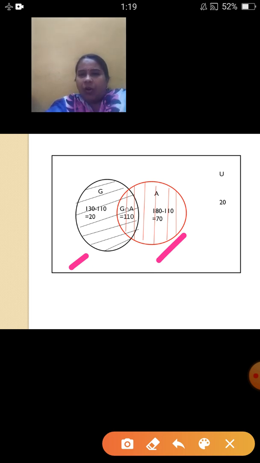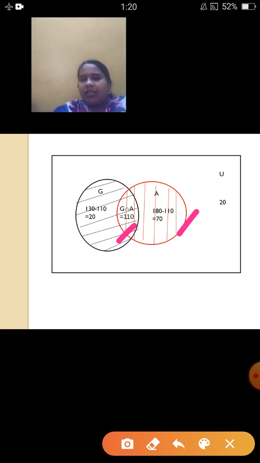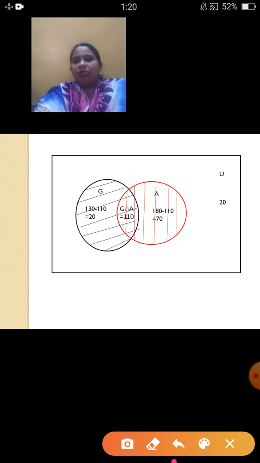Now, how do I get this 20? From 130, if I subtract this intersection, I get this 20. This is what I have shown you by formula also just now. How do I get this 70 now? From 180, if I subtract this intersection, I get this 70. Correct? So this we have done by formula also just now.